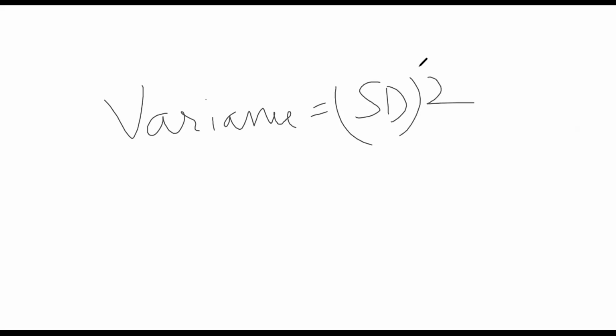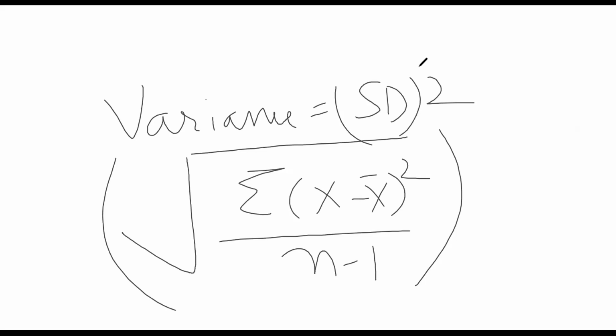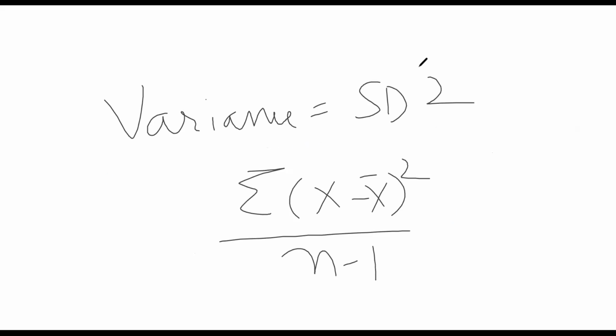Next would be our variance. Variance is nothing, it is just the square of standard deviation. So the formula would be sigma of (x minus x bar) squared divided by n minus 1. In the case of standard deviation there is an under root, while in the case of variance we have the square, so the square and the under root effects cancel out. So this would be our formula for variance. Hope it is clear.